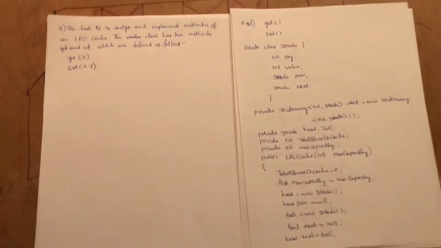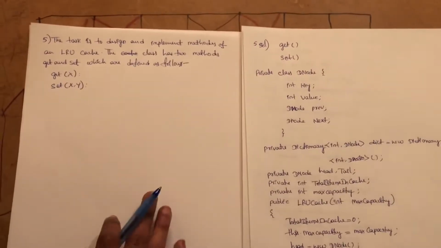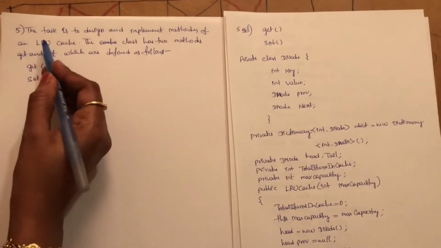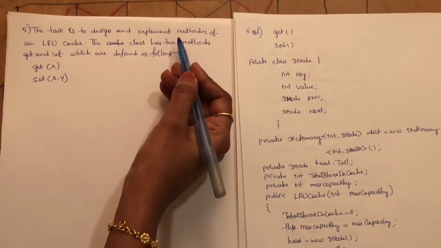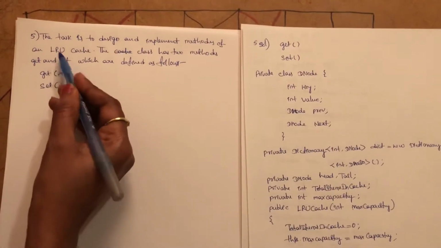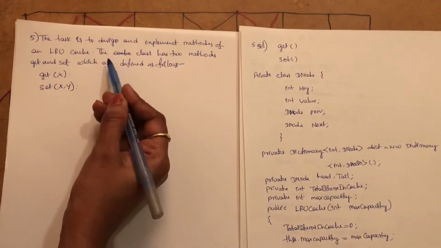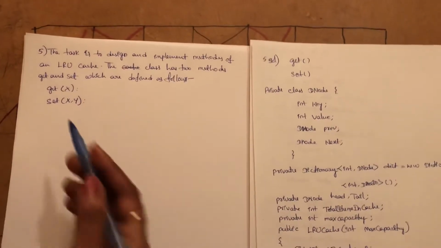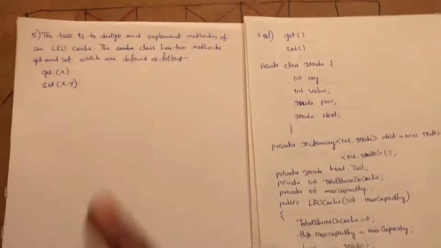Hi, welcome to assignment number 5, problem number 5. The task is to design and implement methods of a least recently used cache. The class has two methods, get and set, which are defined as follows.